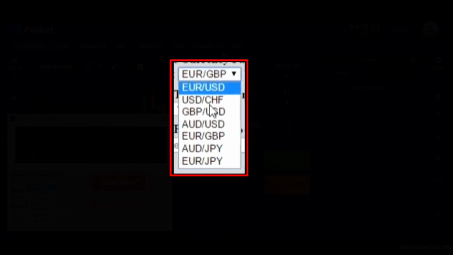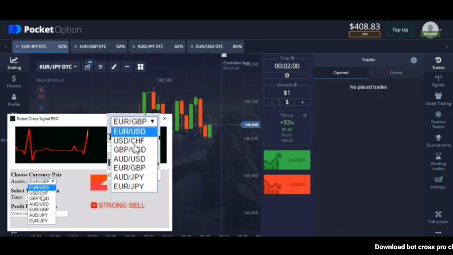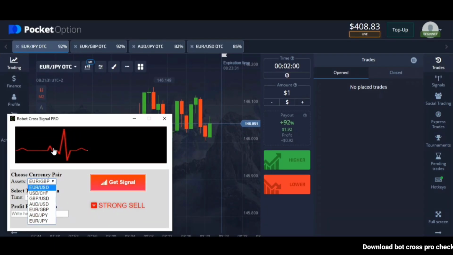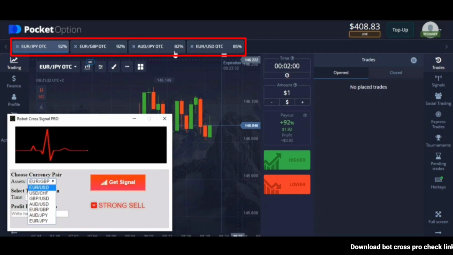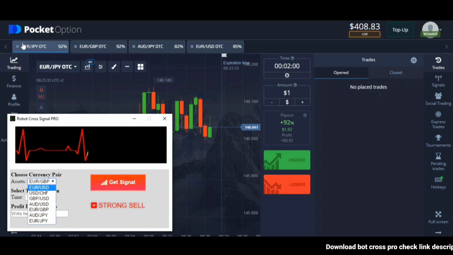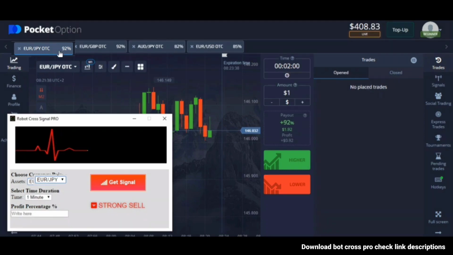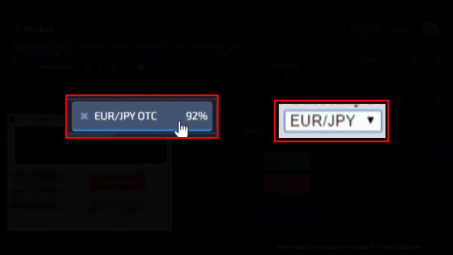All the Cross Pro bot markets that you can use in this trade. Pocket Option market that I chose in this trade. Make sure the market you choose in this trade is already available in the Bot Cross Pro signal. Then equate the Pocket Option market with the Bot Cross Pro market.